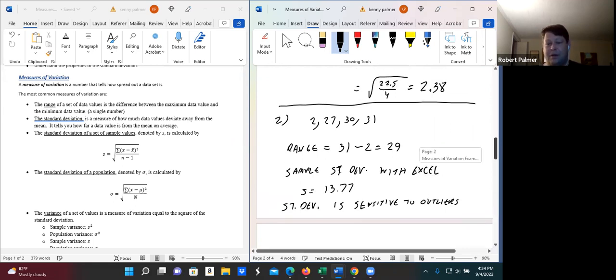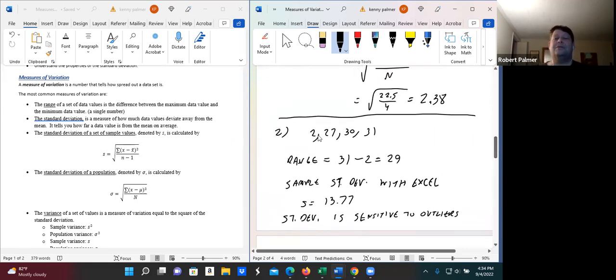Okay, because this data is a lot different than the rest of them. We have a much larger variation just because of this value. And so the mean, your average, is pulled down by this as an outlier. And so since your standard deviation is based on the mean, then the standard deviation is also sensitive to outliers.